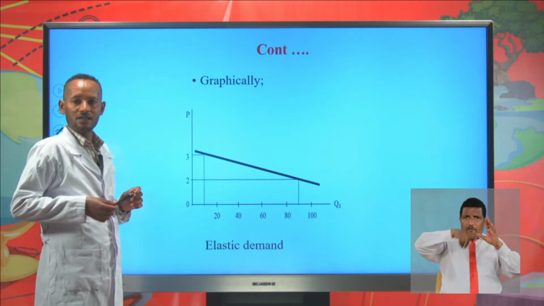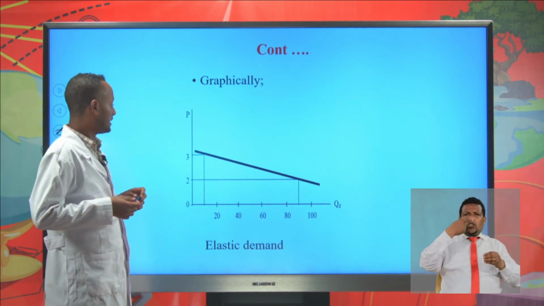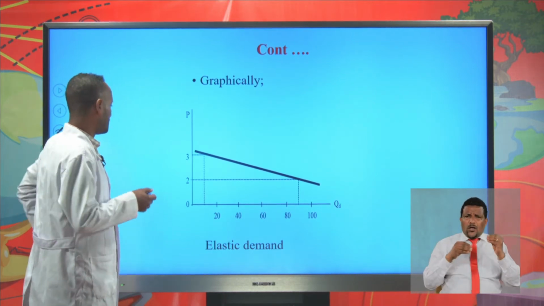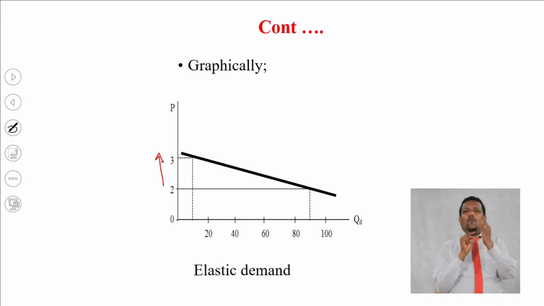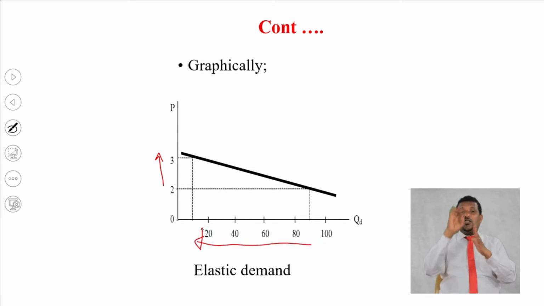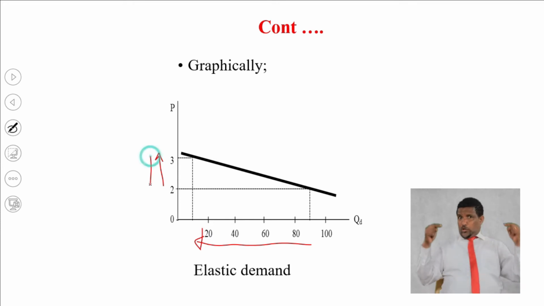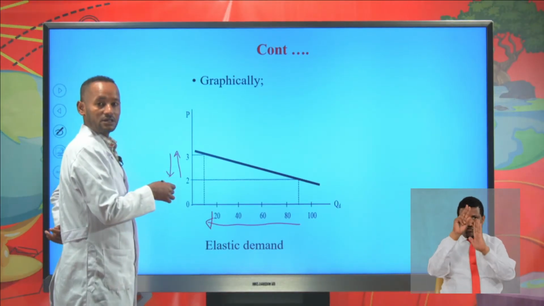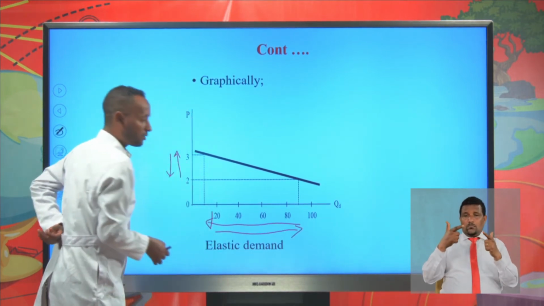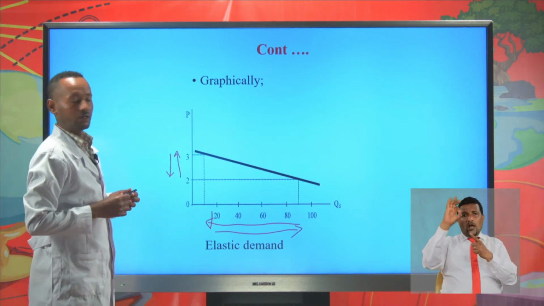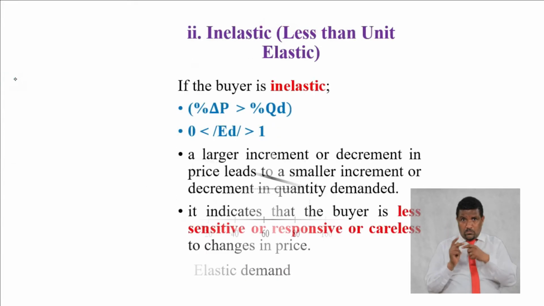Graphically, the elastic range of price elasticity of demand is a flatter demand curve. For example, the price increases from 2 to 3. This is a little increment in price, but the resulting decrement in quantity demanded is from 90 to 10. That means the buyer is very sensitive, or very responsive. In contrast, if the price declines from 3 to 2, the reduction in price is too small, but the increment in quantity demanded is too large. It is from 10 kg to 90 kg.